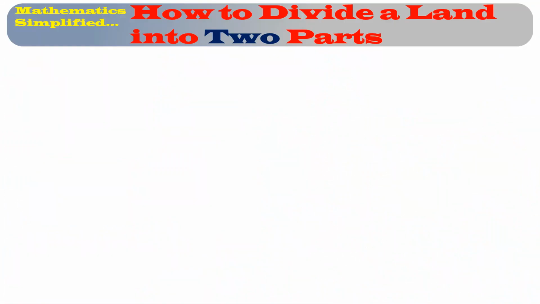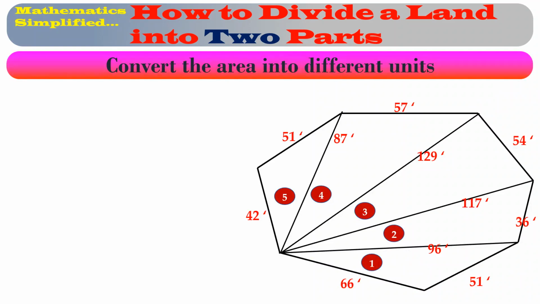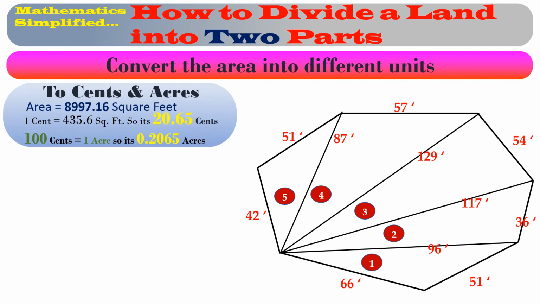So next we need to convert this into different units. Normally people will consider this as cent, acre. So how to convert this to cents and acres? So 1 cent equal to 435.6 square feet. So we need to divide the total area by 435.6, and we'll get the area in cents.